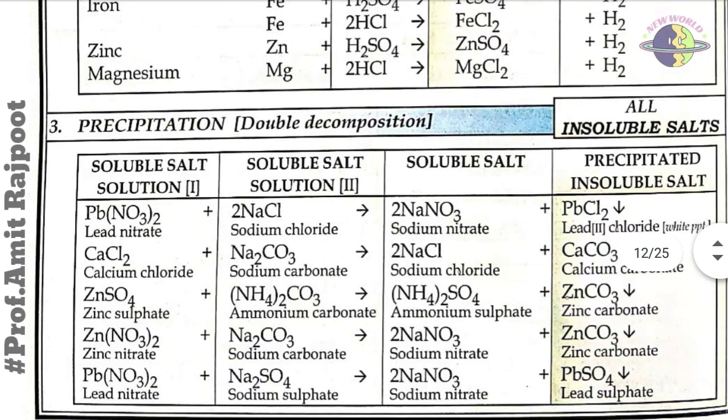Number 3, precipitation. The precipitation reaction is also called a double decomposition reaction, where insoluble salts are formed, meaning those salts which are not soluble in water. So first, a soluble solution, Pb(NO3)2, will react with another soluble salt solution, 2NaCl, and will give soluble salt 2NaNO3 and precipitated insoluble salt PbCl2.